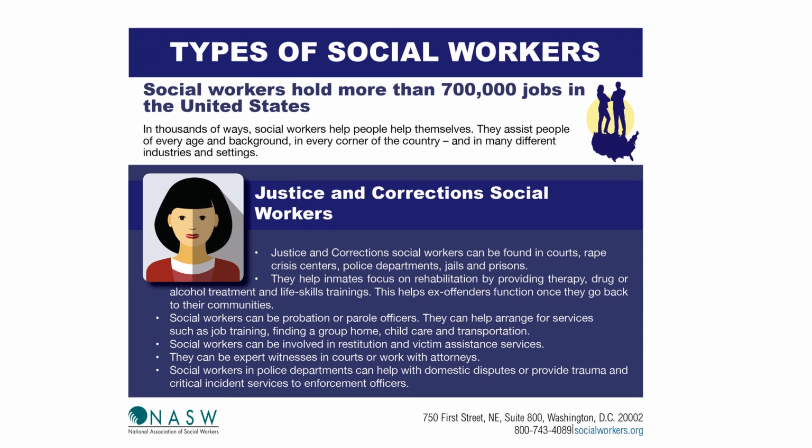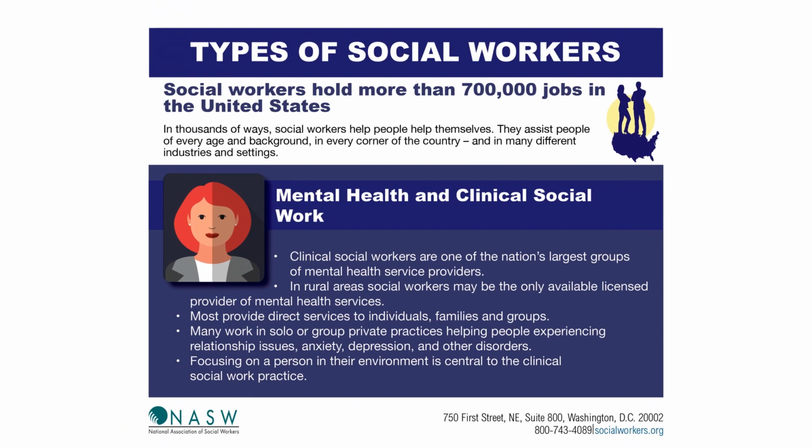Number 8. Justice and Corrections. Social workers who work in justice and corrections can be found in courts, rape crisis centers, police departments, and correctional facilities. Number 9. Mental health and clinical social work. Clinical social workers are one of the nation's largest groups of providers of mental health services. They provide mental health services in both urban and rural settings, where they may be the only licensed provider of mental health services available.